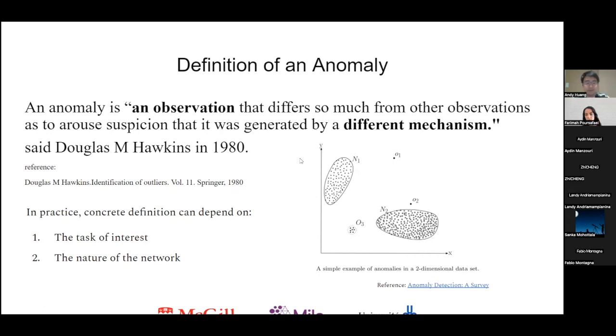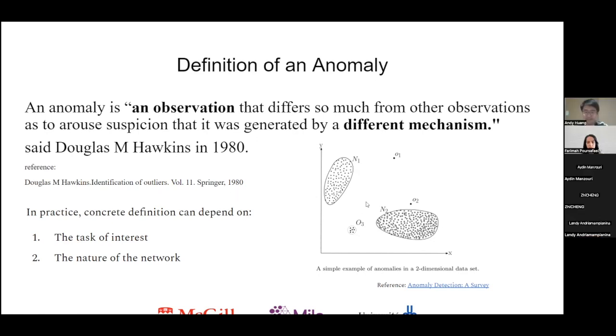In practice, this definition of anomaly can depend on the types of interest and the nature of the network. It is technically not very well defined, and this is usually strictly an unsupervised task, because the assumption is that you do not know what type of anomaly you will be encountering. So the goal here is just to detect the outliers.